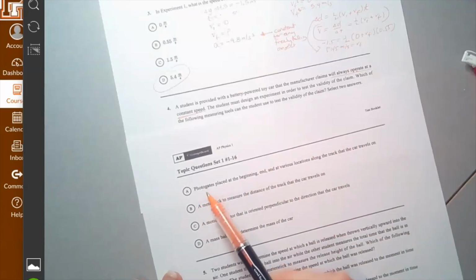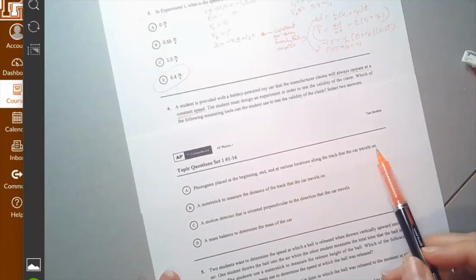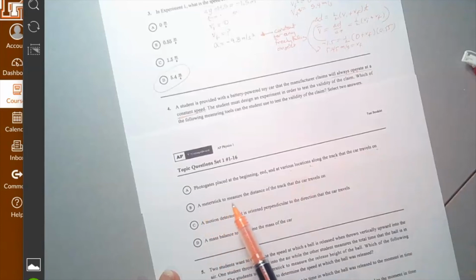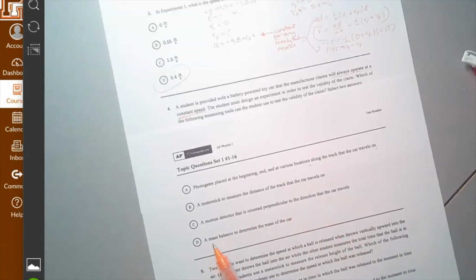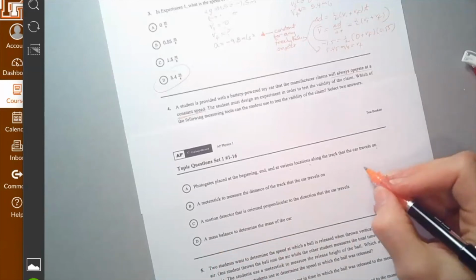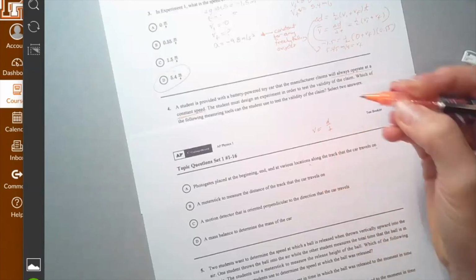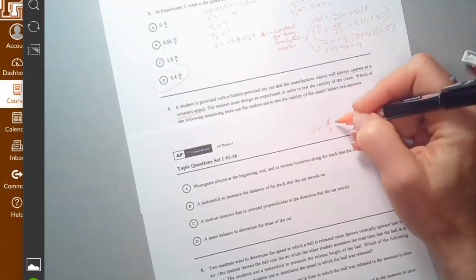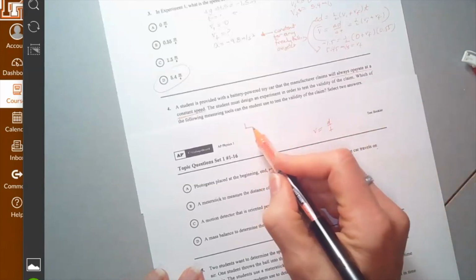So what do we need to use to find that out? Here are our choices. Photo gates placed at the beginning, end, and at various locations along the track the car travels on. A meter stick to measure the distance of the track that the car travels on. A motion detector oriented perpendicular to the direction that the car travels. A mass balance to determine the mass of the car. If you want to know speed, the variables that affect speed are distance over time. And the difference between average speed and instantaneous speed is the interval over which you're measuring.